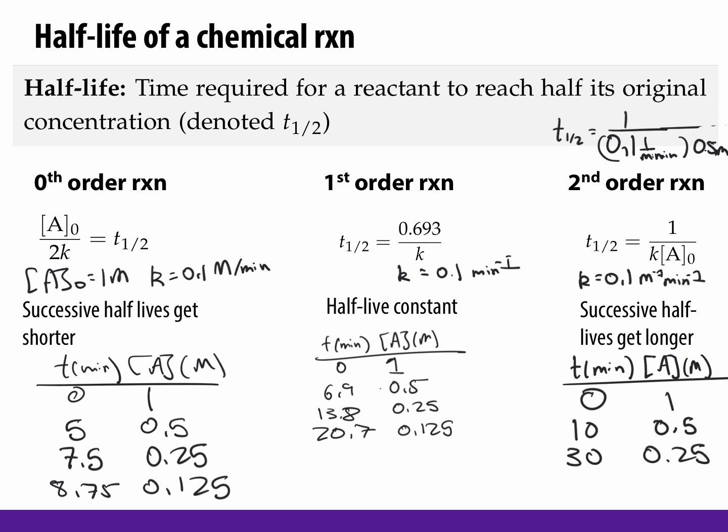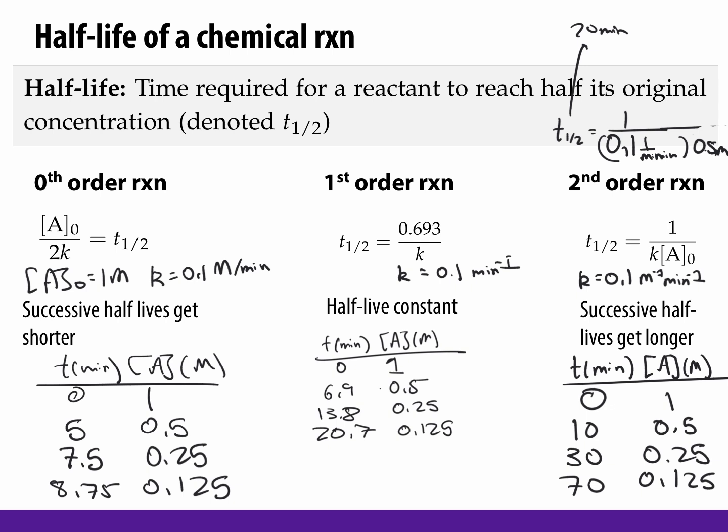I'll reach a concentration of 0.25 because this half-life was 20 minutes. My next half-life, when I reduce the concentration to 0.25, will be doubled again. So it will now be a 40-minute half-life. So 30 plus 40, it'll take 70 minutes, and I'll get to a concentration of 0.125.